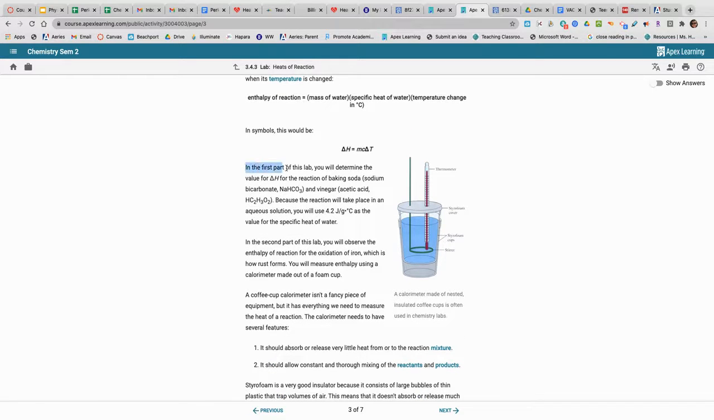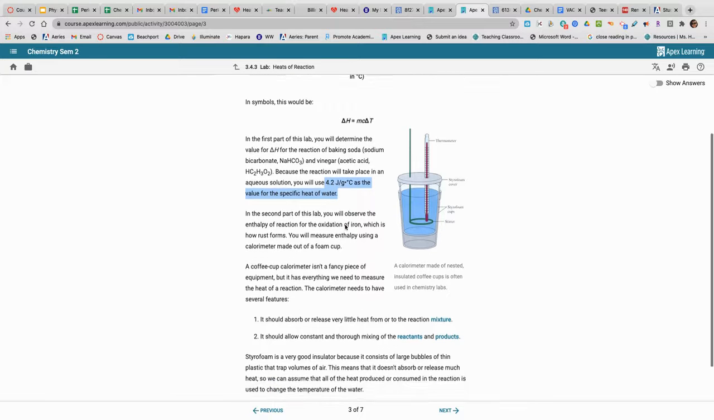So it says in the first part of the lab, you will determine the value for delta H for the reaction of baking soda with vinegar. You will use 4.2 joules per gram degree Celsius as the specific heat of water. So make a note of that so you don't get lost later.